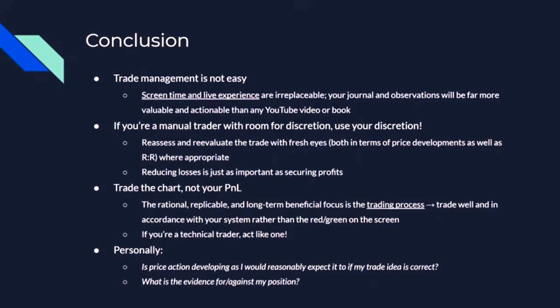The second point, again, we're kind of summing up recurring themes in the conclusion, is if you're a manual trader with room for discretion, use it, right? It's to your benefit, ideally, if you've employed this type of trading style. And as we saw in the chart examples, we like to reassess and reevaluate the trade with fresh eyes in terms of price developments as well as risk reward, right? Is this resistance acting as resistance? Is this support acting as support? Is price behaving at this level as it should be if my trade idea is correct? And if it is, the risk reward, which adjusts dynamically, if I recalculate that, does the trade still make sense?